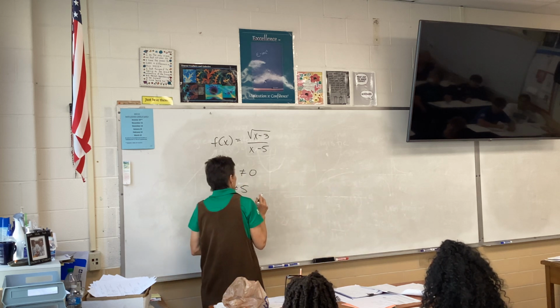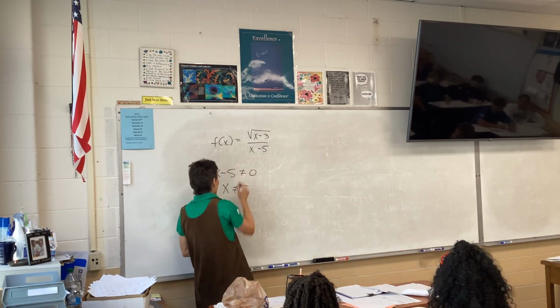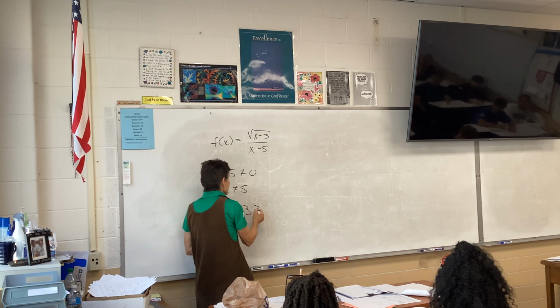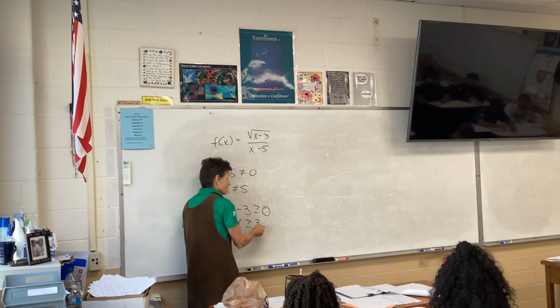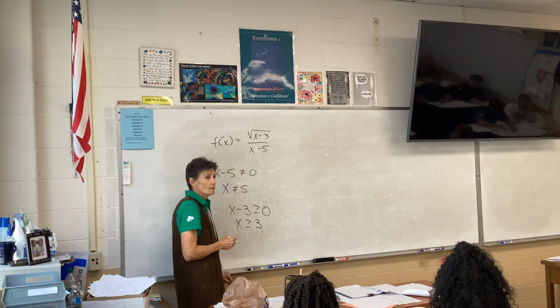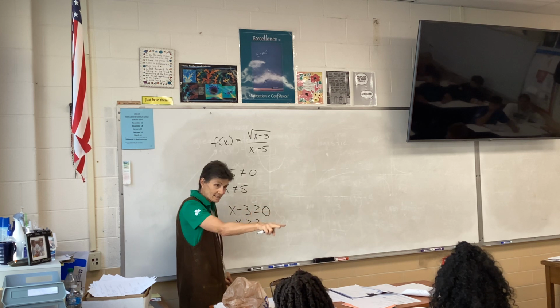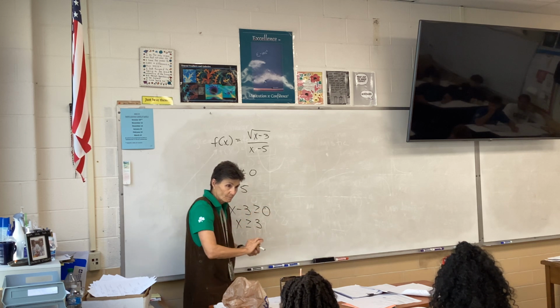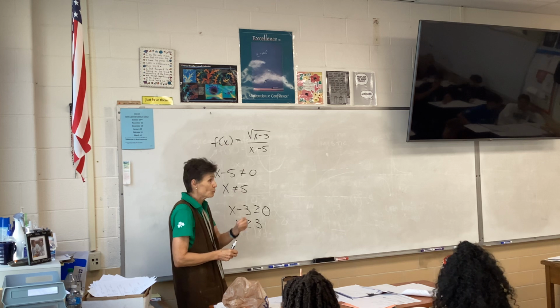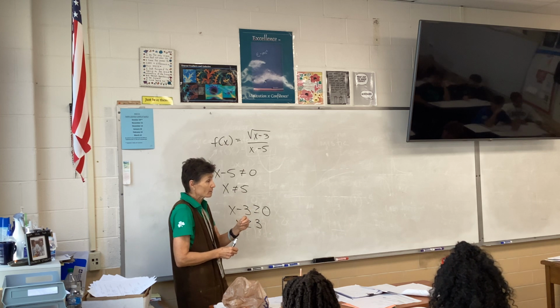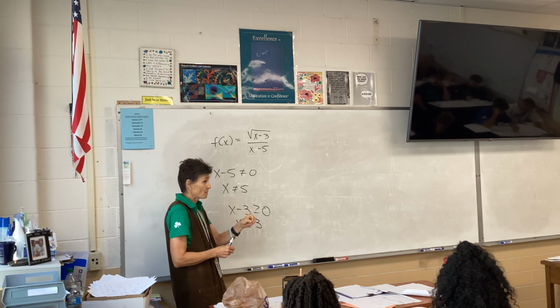Okay, the other rule says that if you're under a radical, you must be greater than or equal to 0. So x has to be greater than or equal to 3. Those are the two rules. So when I say domain to you, you're immediately thinking, do I have a denominator? If I do, it can't be 0. Do I have a radical? If I do, whatever's under it has to be greater than or equal to 0.